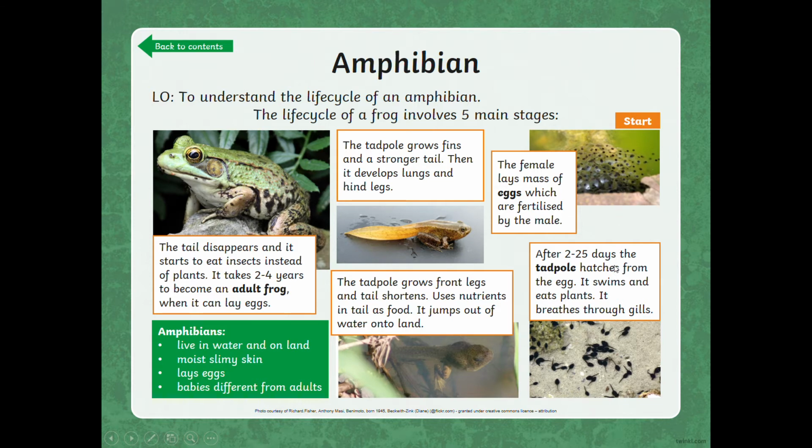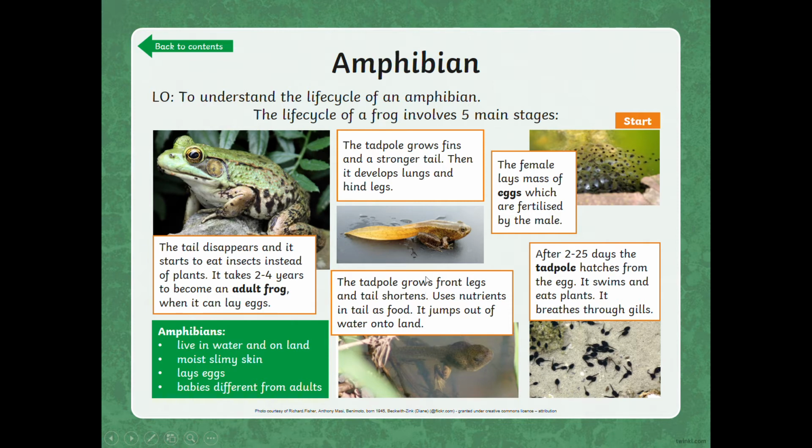After 2 to 25 days, the tadpole hatches from the egg. It swims and eats plants, and it breathes through its gills. From the tadpole, it then grows front legs and its tail shortens. It uses nutrients in its tail as food, and it jumps out of the water and onto the land.